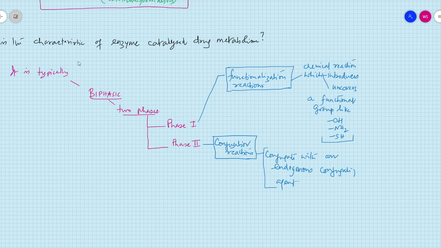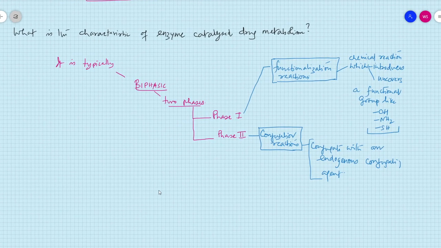So the enzyme-catalyzed drug metabolism is a biphasic reaction. There are two phases, phase one and phase two. Phase one is a functionalization reaction, which introduces or uncovers a functional group like this. The importance of this group is that they can subsequently undergo phase two reactions. What are phase two reactions? Conjugation reactions. What is conjugation? Conjugation means combining with an endogenous conjugating agent.